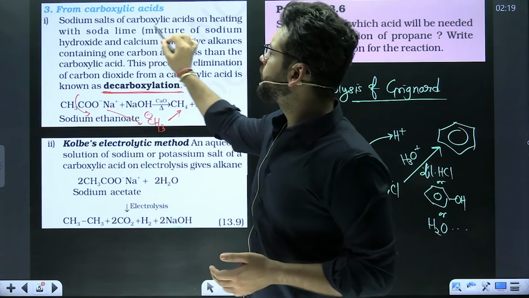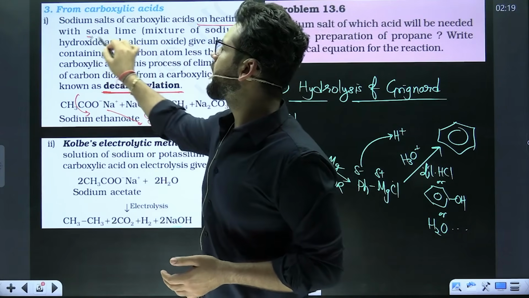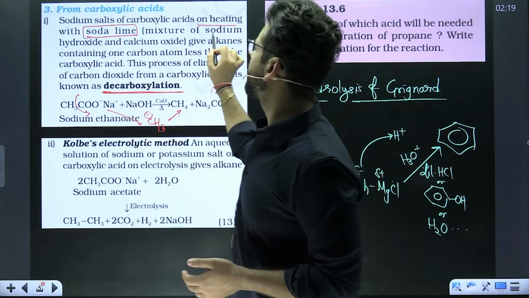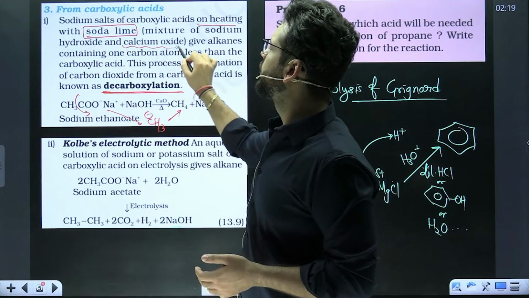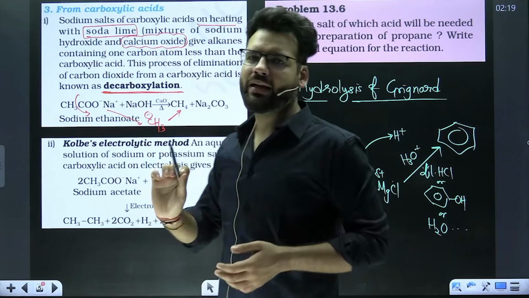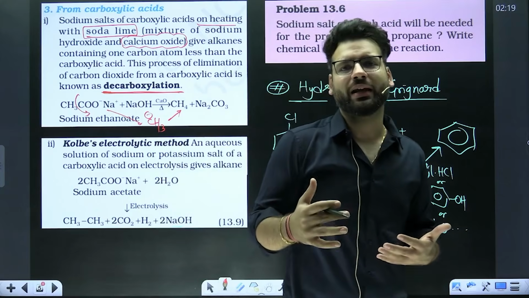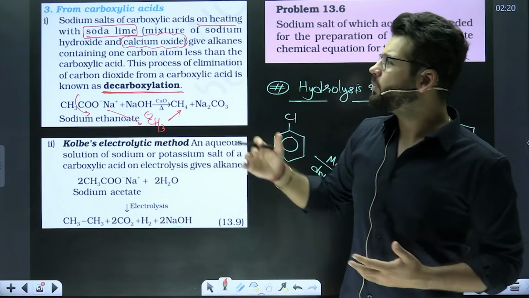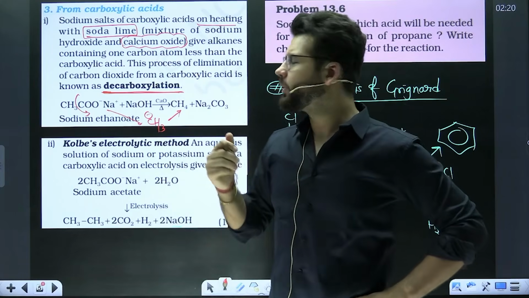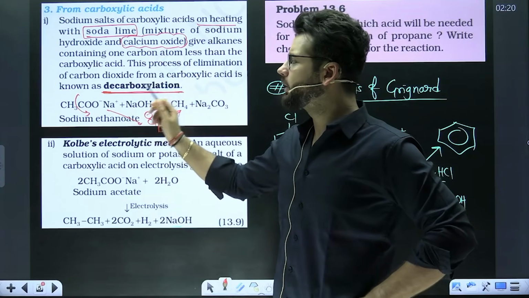So the sodium salt of a carboxylic acid on heating with soda lime, which is a mixture of NaOH plus CaO. Here CaO is a drying agent. You can remember it, CaO is a drying agent. Because if any water gets formed here, you will see the water will get formed here during the first step.